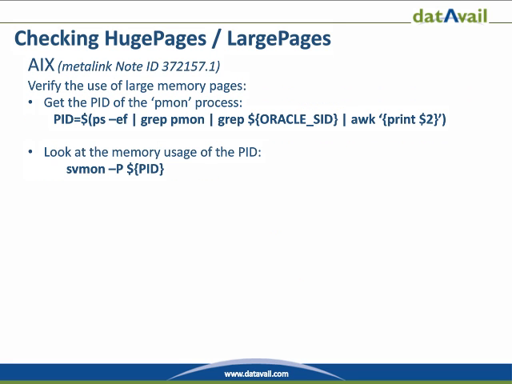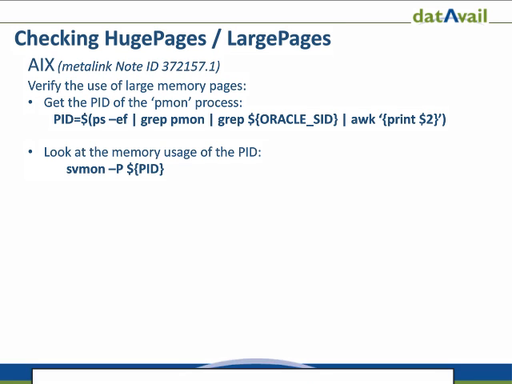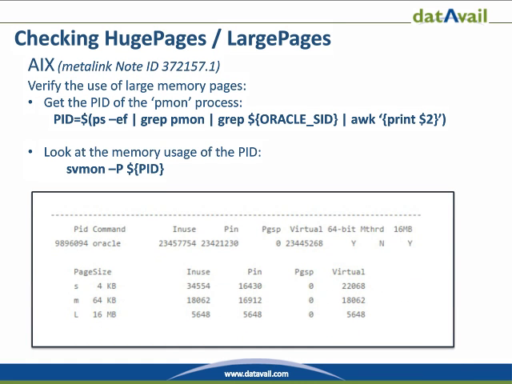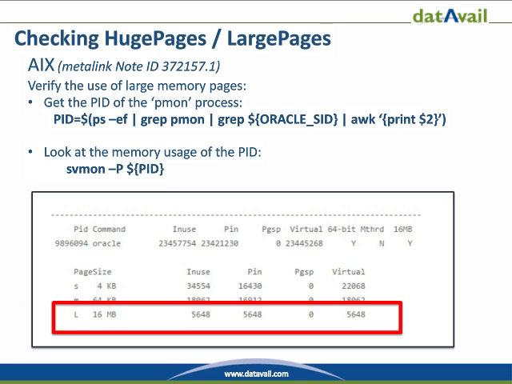And in AIX, you're going to approach it differently. If you get the process ID, and you see here I'm looking for the use of pmon to find the process, and you can see here the memory, I'm using svmon -P with the process ID. And what you're looking for is the page size. AIX refers to this as large pages, and they're set to 16 megs on this server. Now, if you will, notice there is a MetaLink note ID.